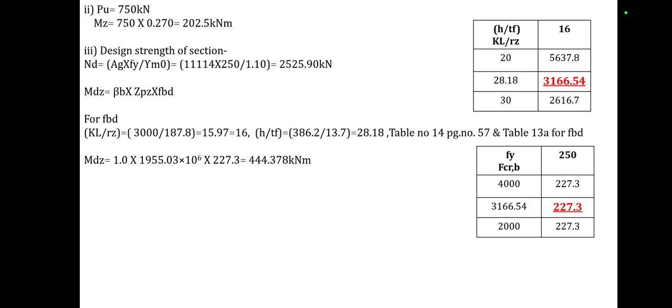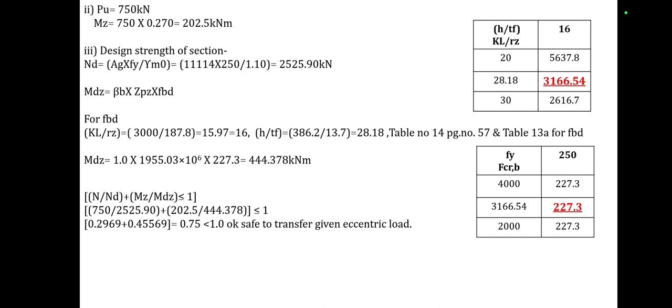So Mdz is equal to, substituting the value of fbd into the formula, Mdz is equal to beta b is 1, Zpz is 1955.3 into 10 raised to 6, and fbd is equal to 227.3. We get the value of Mdz is equal to 444.378 kilonewton meter. Then substituting these values into the formula, N upon Nd plus Mz upon Mdz, and this should be less than 1.